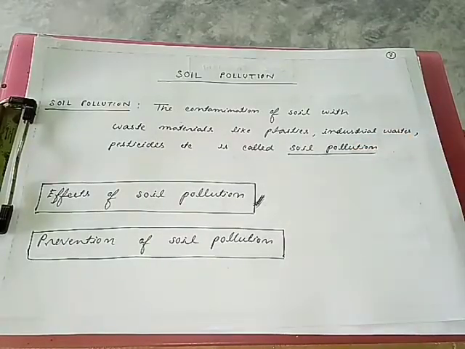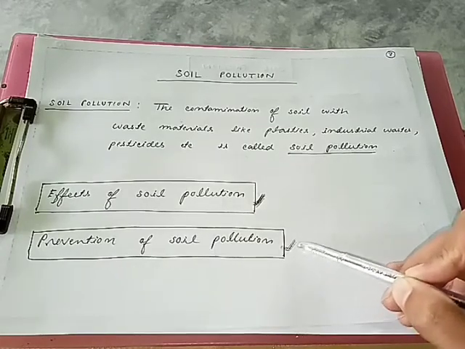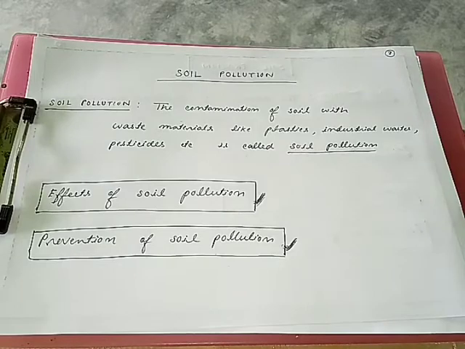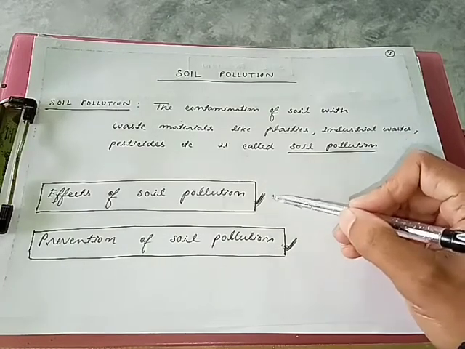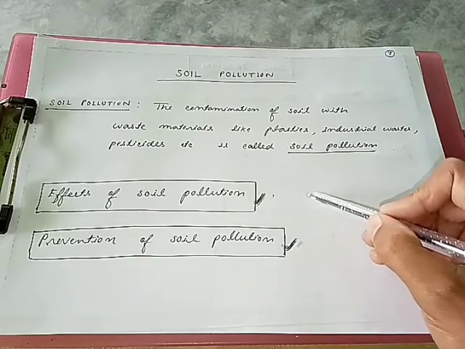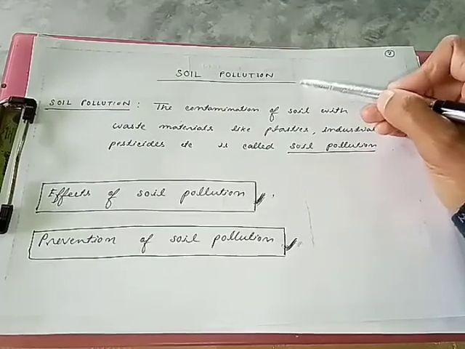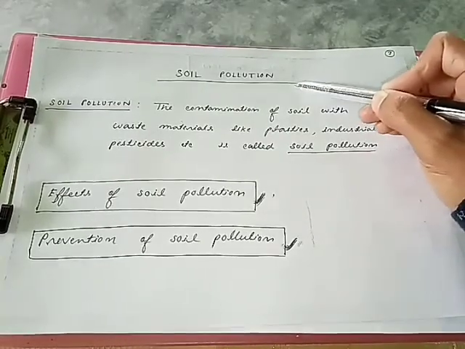Okay, now this is the prevention of soil pollution. How to prevent soil pollution? If we are using some polythenes or plastics, then we have to throw it in a dustbin only. So you study these effects of soil pollution and prevention of soil pollution from your book. If you have any doubt, then you ask me. Okay, so this is the last topic. This is the last topic of your chapter soil.